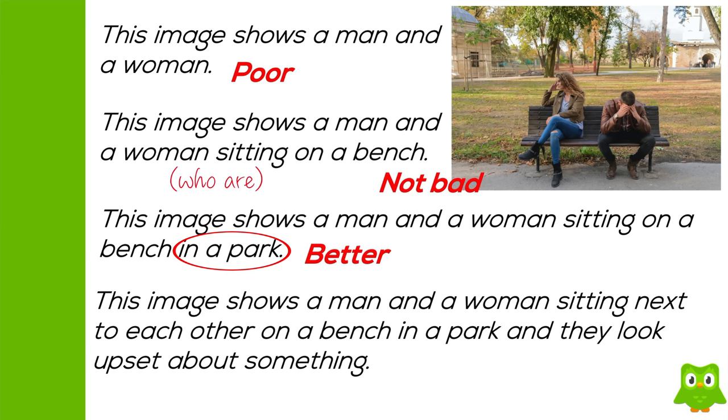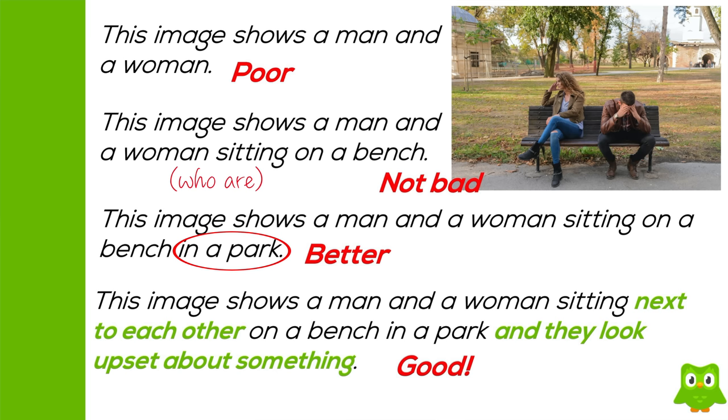This image shows a man and a woman sitting next to each other on a bench in a park and they look upset about something. So I think this would be considered a very good answer because it includes a lot of information and actually it talks about the emotions of the people. In this picture, of course, the man and the woman look very upset, so you should mention that. This sentence also includes some prepositions, like next to each other. This type of prepositional phrase is very useful in an activity like this.